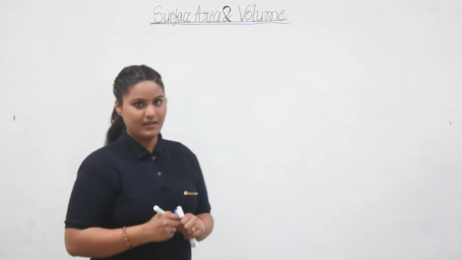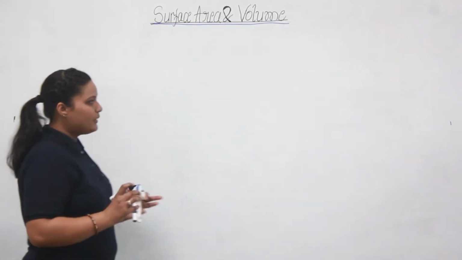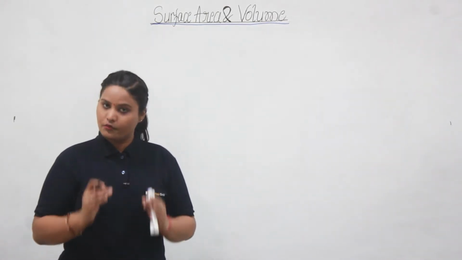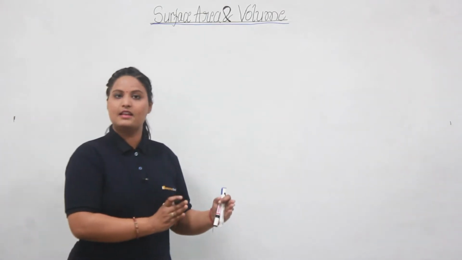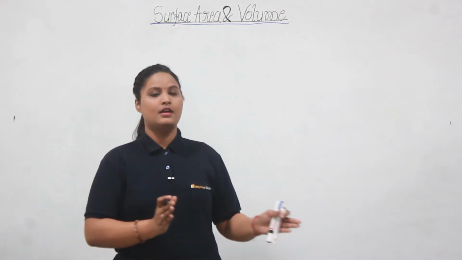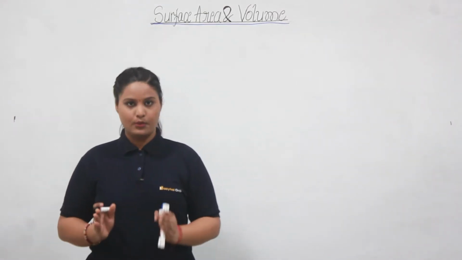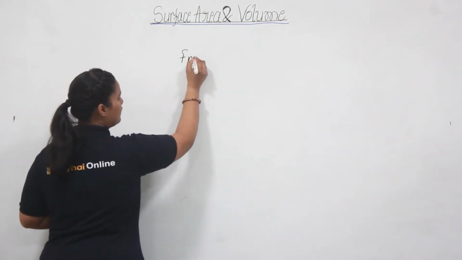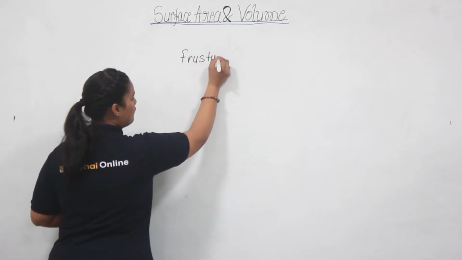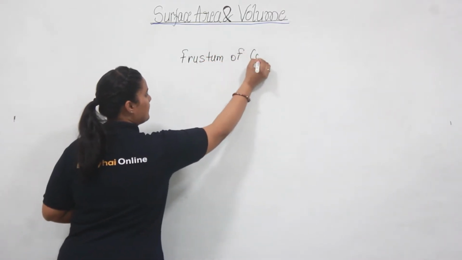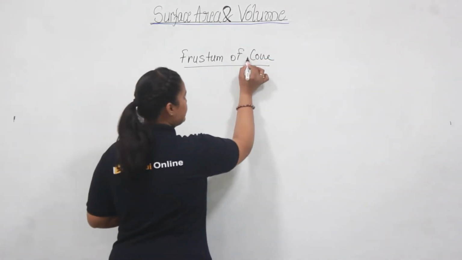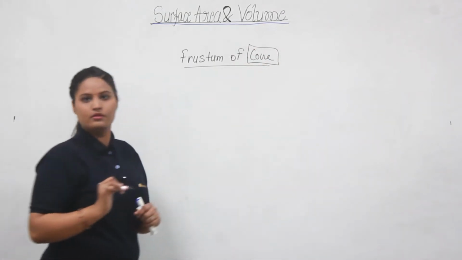So the first topic of the frustum, basically this is the very first topic that you will learn first time in your syllabus. Till the 9th class you were discussing many objects and many shapes in the 9th syllabus, but in 10th frustum is very new. Okay, basically the name of the topic is frustum of cone. Here it itself says that it is something related to cone, right?